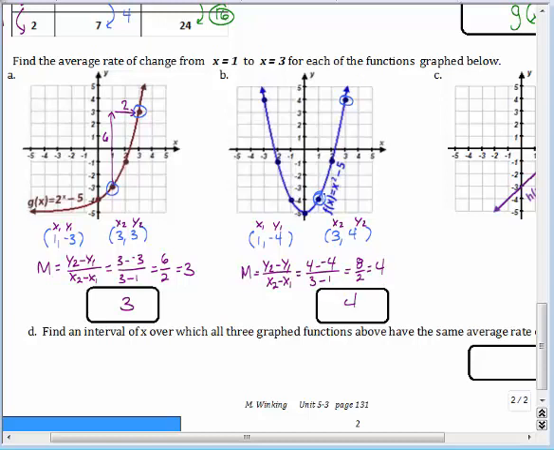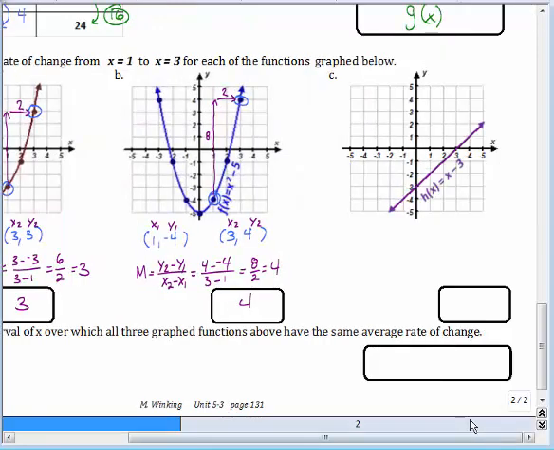Again, you can kind of see the line between those. That would be up 1, 2, 3, 4, 5, 6, 7, 8, and over 2, which is 8 over 2, which is 4. All right, the last one, a line.